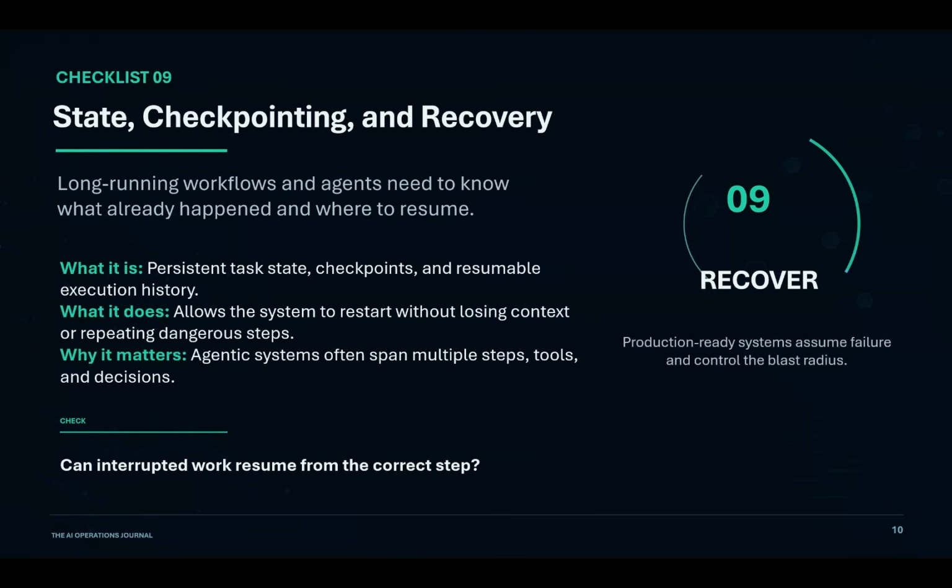Number 9, stage checkpointing and recovery. Long-running workflows and agents need to know what already happened and where to resume. Meaning, if your system has operations with multiple steps, for example, they go through one system, get one piece of information, then send it to another, with a goal in the end to produce a report, for example, or a certain outcome. Let's say your system or AI agent goes through 5 steps.